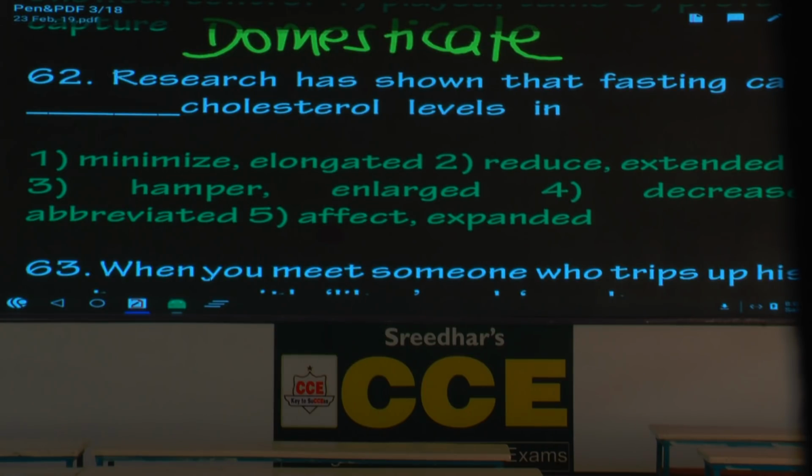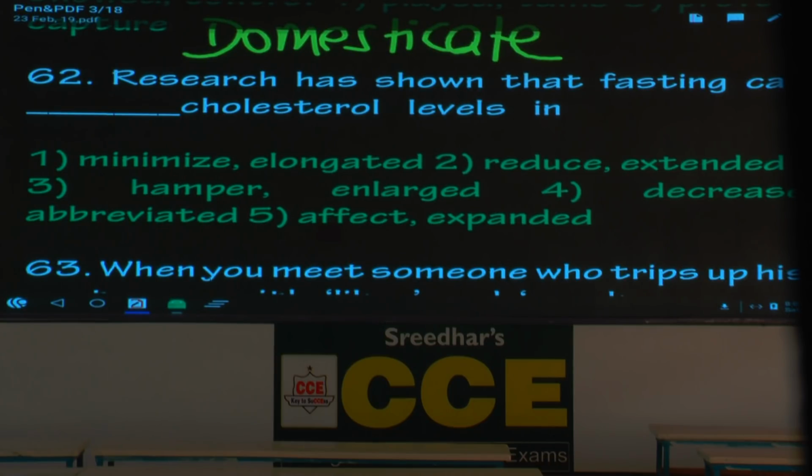Hamper the growth means what? Block the growth. But gift hamper, then what part of speech is it? Noun. You must have heard of gift hamper. Hamper, usually as a noun, means a basket with certain things, chocolates or something. It is called a gift hamper. Hope you got the two different meanings. But it doesn't go with this context.